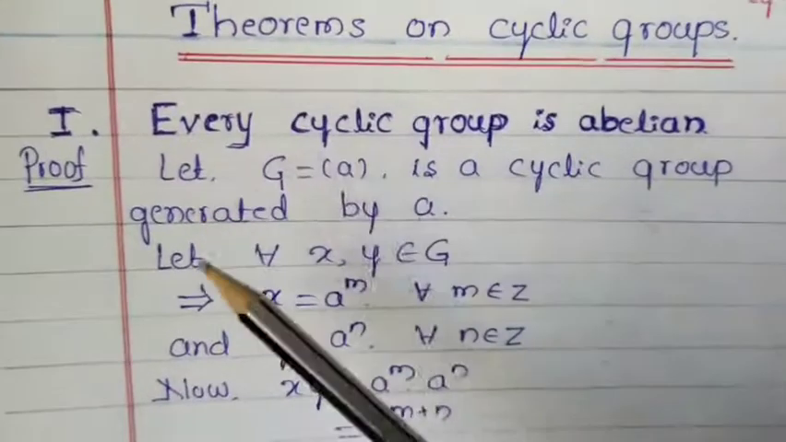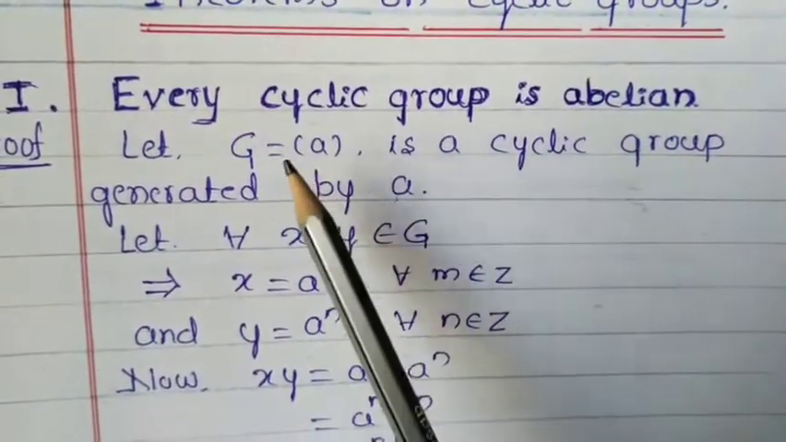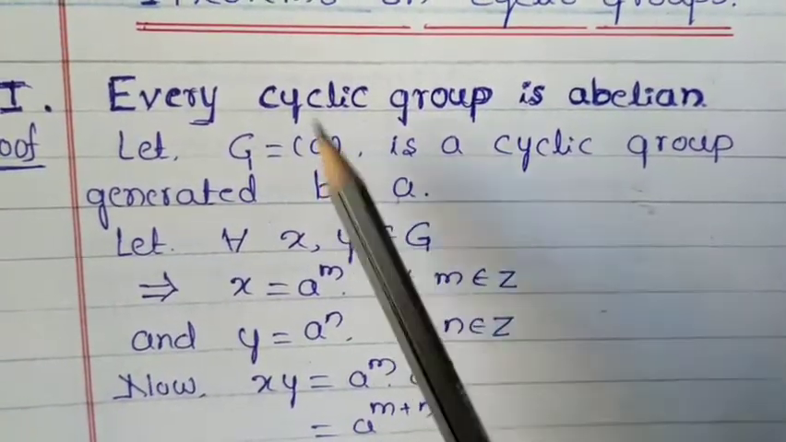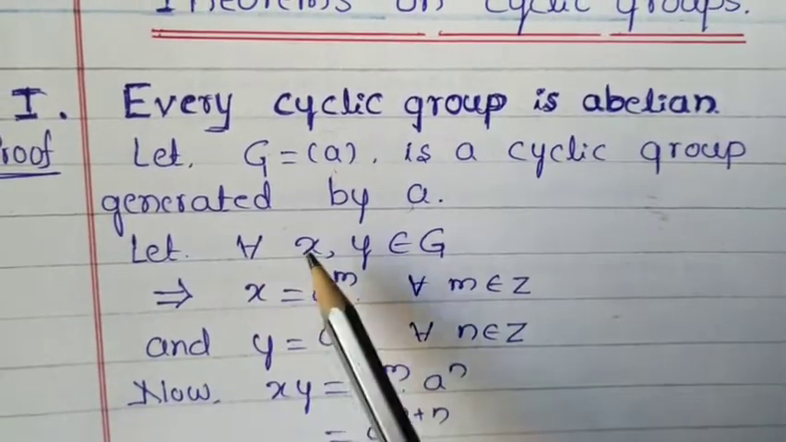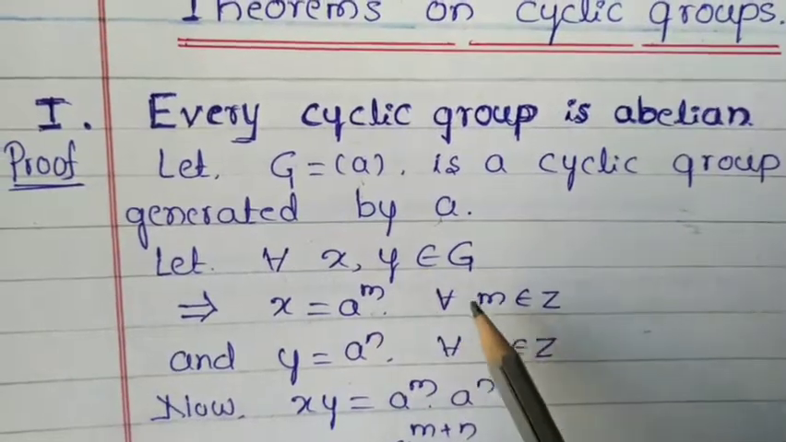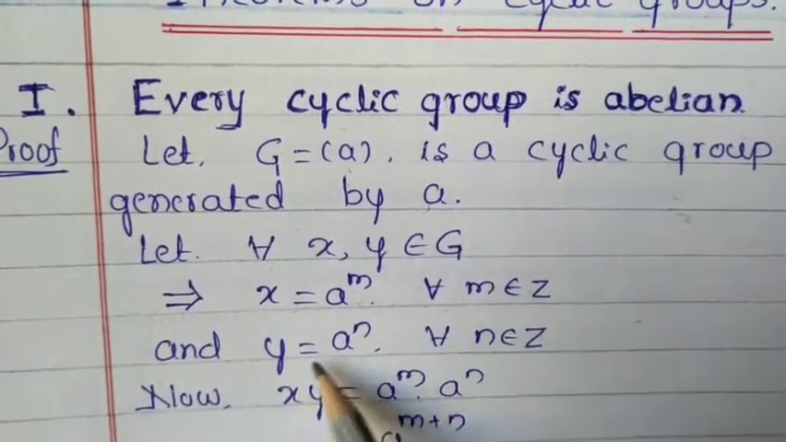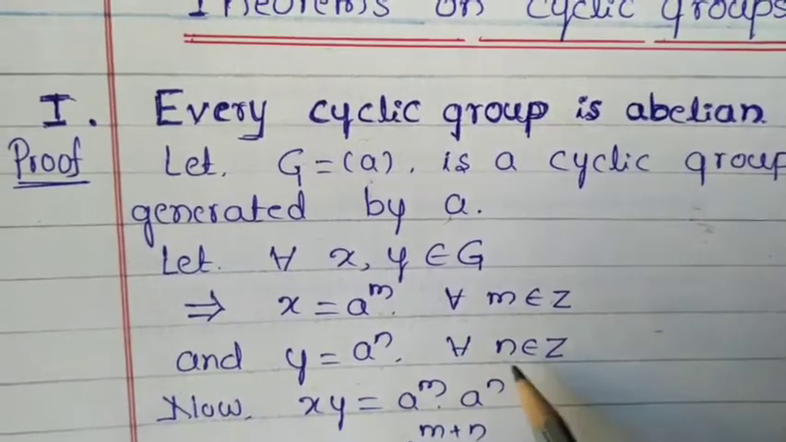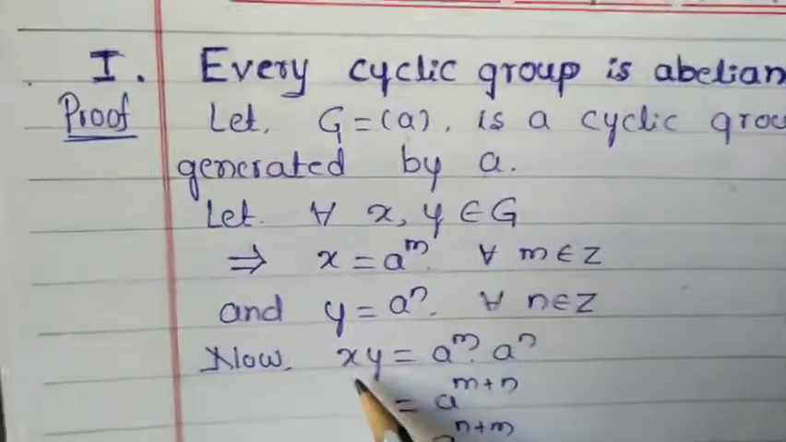Okay, we can prove this by means of what is given, where it is given that G is a cyclic group generated by a. Consider the two elements x, y belonging to G. So x is of the form a raised to m for some m belongs to Z. Y is of the form a raised to n for some n belongs to Z. What happens to x into y?